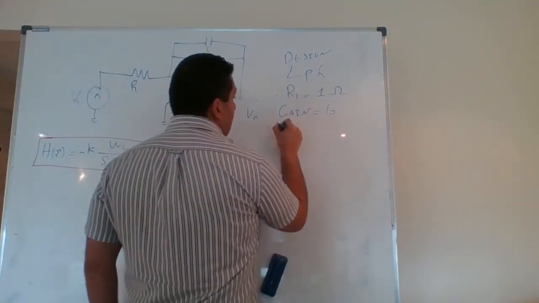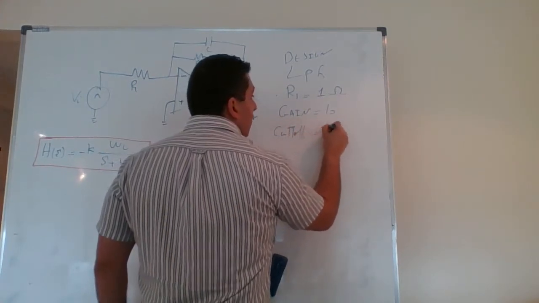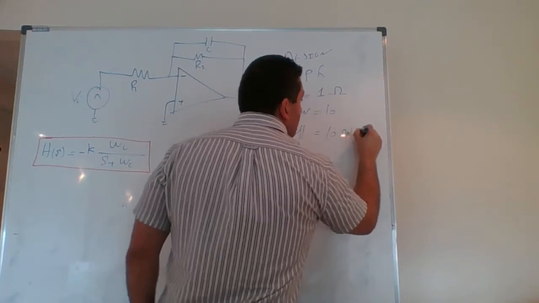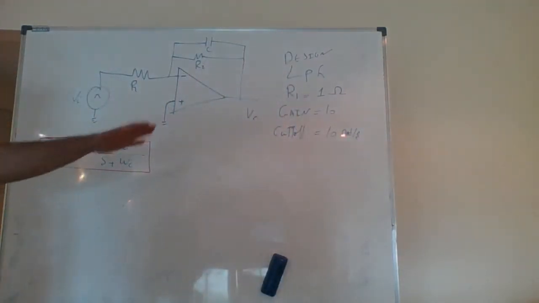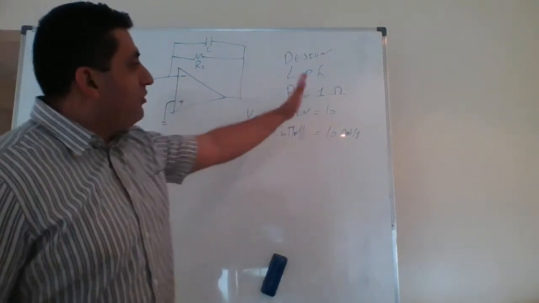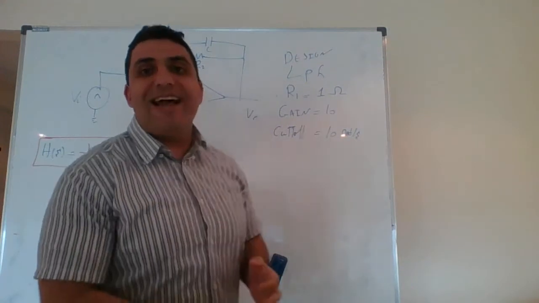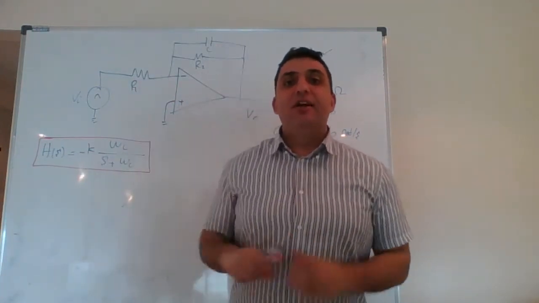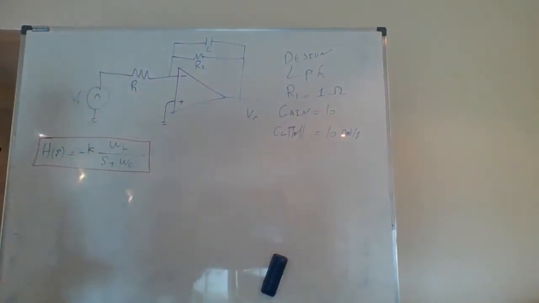I need to have a cutoff of 10 radians per second. So I need to have a cutoff of 10 radians per second, and I need to have a gain of 10. I need to design an active low pass filter.